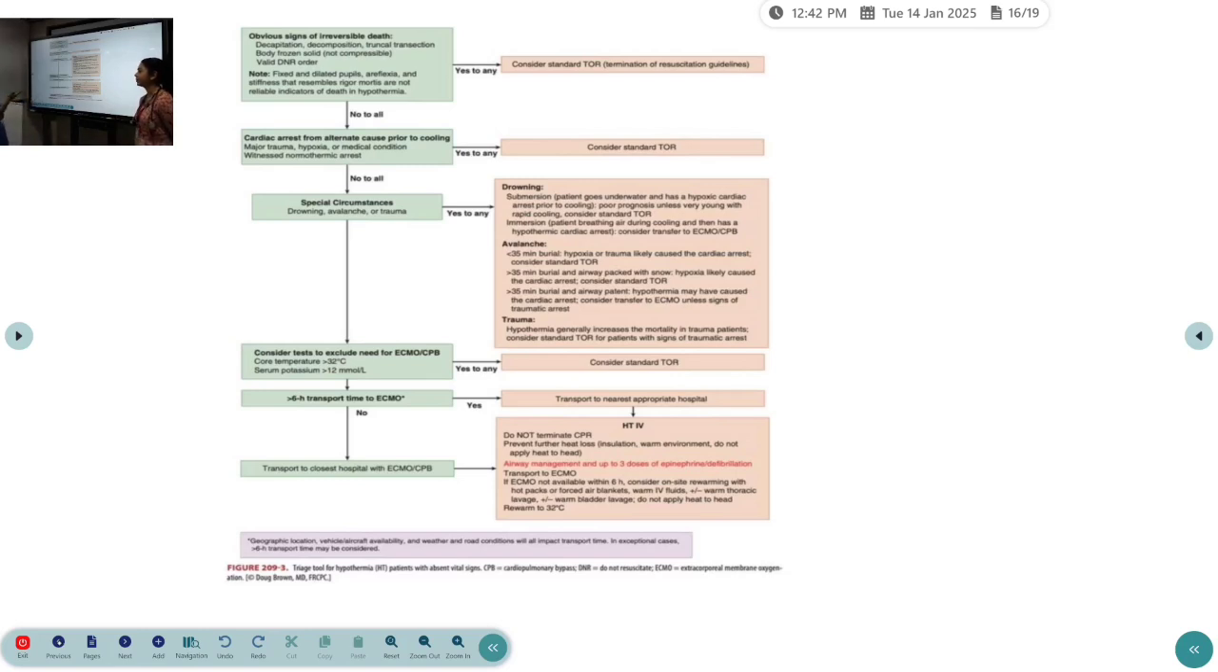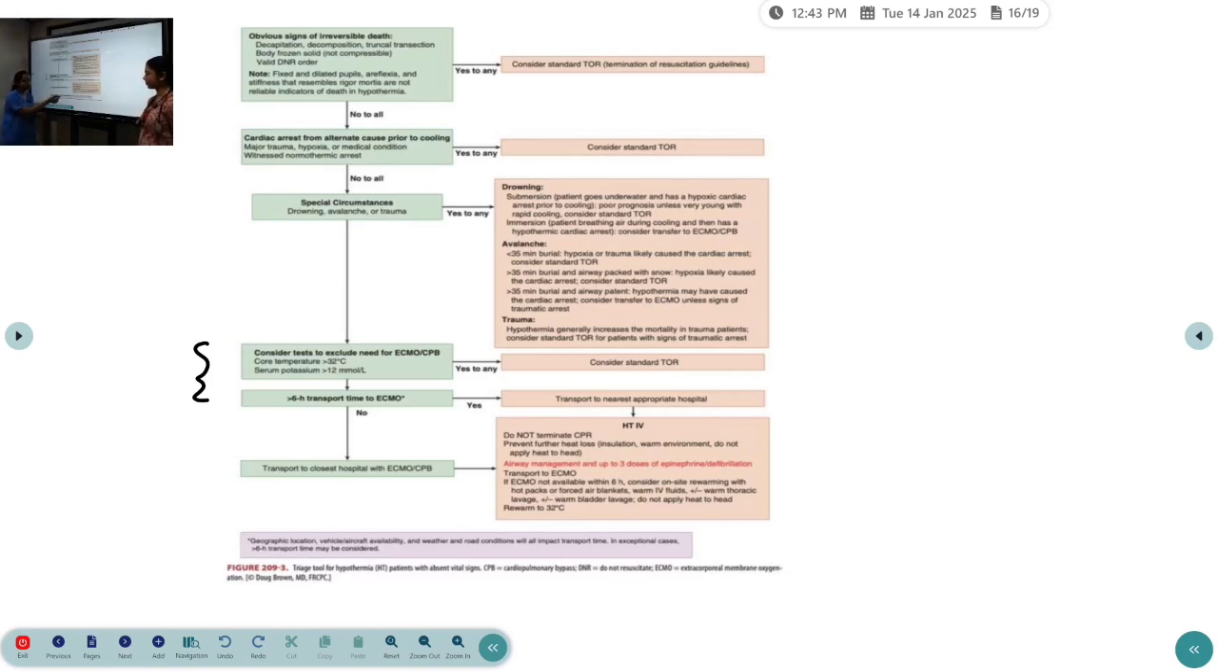Then other than these, the next 2 points are: if the core body temperature is already more than 32 degrees Celsius and the serum potassium level is more than 12 millimoles per liter, then also you have to consider the termination of resuscitation. Then if all these things are not there but the transportation time to an ECMO center is within 6 hours, then we have to start CPR during the transportation, and transport the patient to an ECMO center. Otherwise, if there is no ECMO center within 6 hours of transportation, we will take the patient to a nearby hospital and continue prolonged CPR.